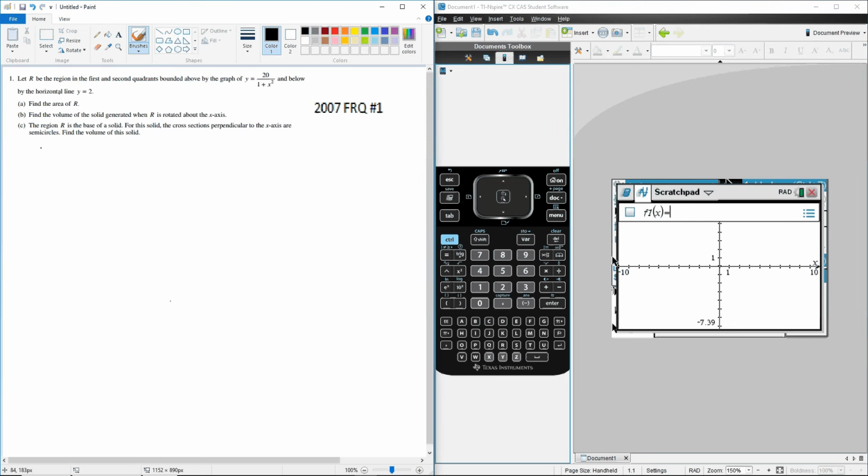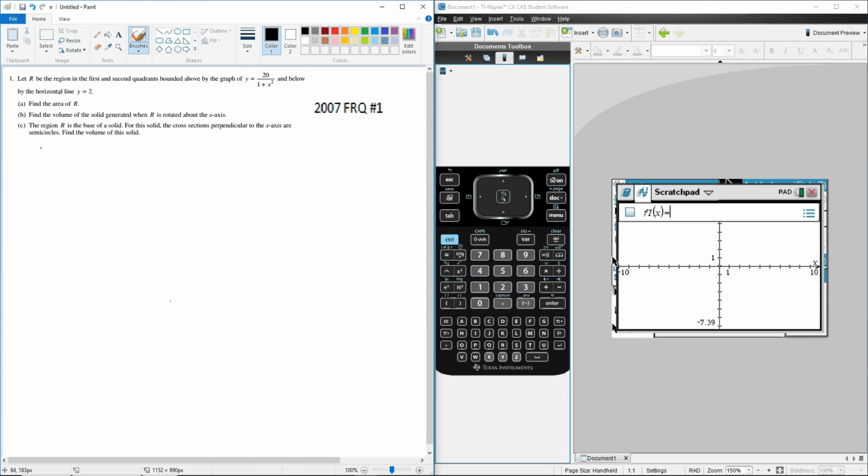From Mr. Happ's Period 2 Calc AB class, and today I'm going to be talking about the Calc AB 2007 FRQ number 1. Let me preface this by saying that the handwriting is going to be pretty bad because I'm writing on my computer using a mouse, and that this solution is going to require a graphing calculator that has calculus capabilities, but that should be a prerequisite if you are going to take this test. So let's jump straight in.